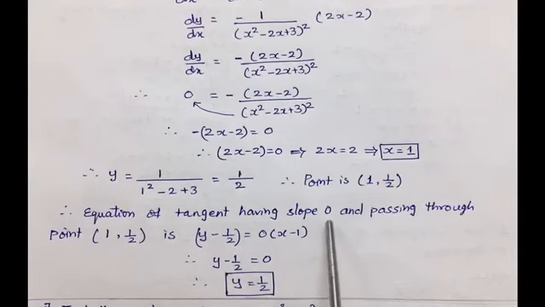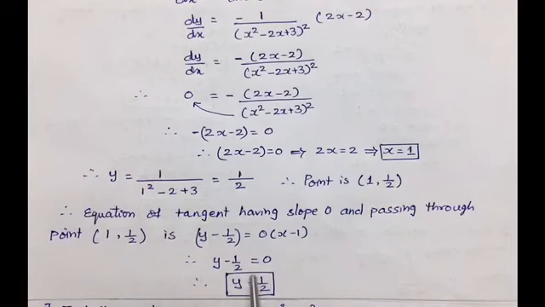Now another point is, if the slope is 0, then the line is parallel to x-axis. Therefore the line becomes y equal to y0. So here y0 is half, and by using also point slope, we got the value of y equal to half. So this is how the equation of tangent is being calculated.